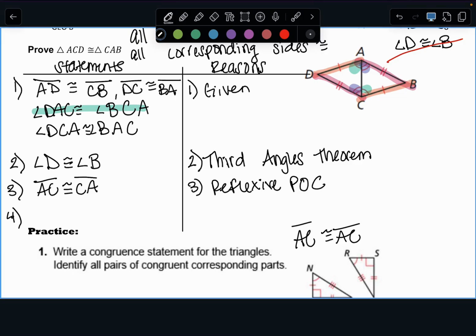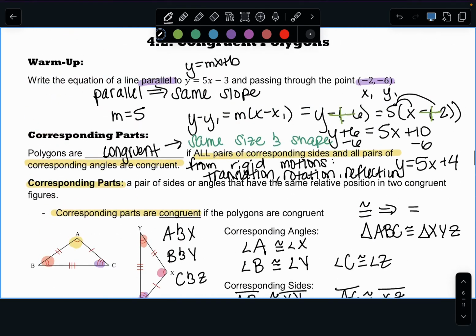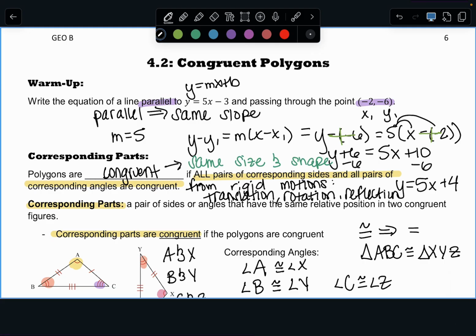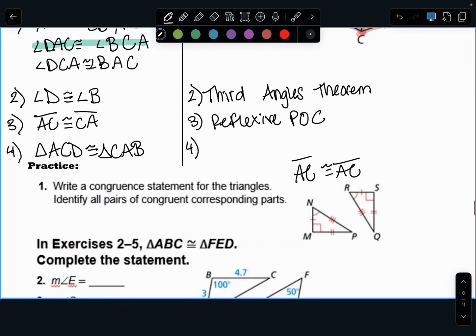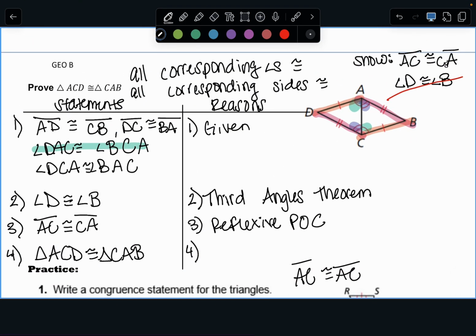So then our very last step is what we're actually proving. Triangle ACD is congruent to triangle CAB, and our reasoning is from up here. The definition of congruence tells us that if all pairs of corresponding sides and angles are congruent, then our polygons are congruent. So here we showed all pairs, all 3 angles and all 3 sides were congruent. So by the definition of congruence, our triangles are congruent. Questions on that proof? We're going to do a little bit every day and it'll start to make more sense.